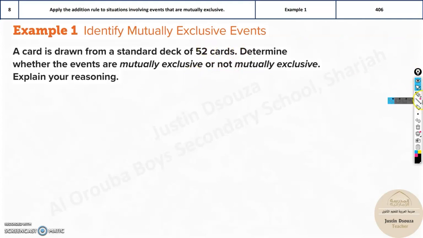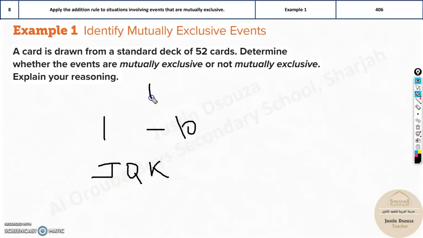Now, about cards, you might know there is ace, and ace is considered as 1. There are number cards 1 to 10, and then there is jack, queen, and king. These are called picture cards. So in one suit, there are 13. There are 4 suits.